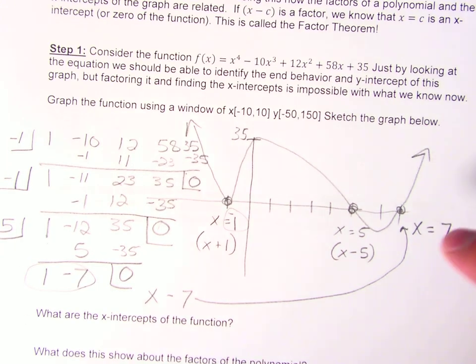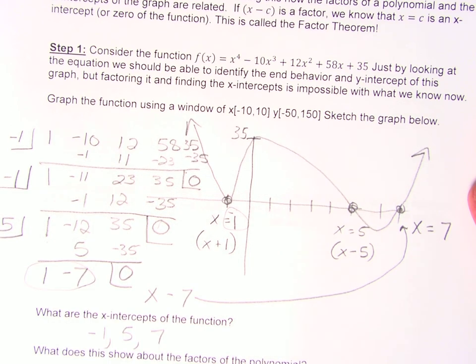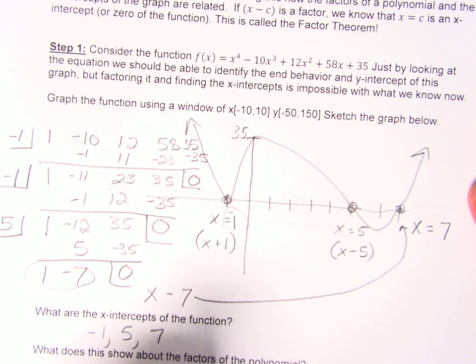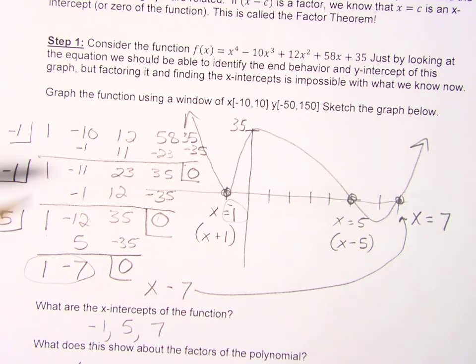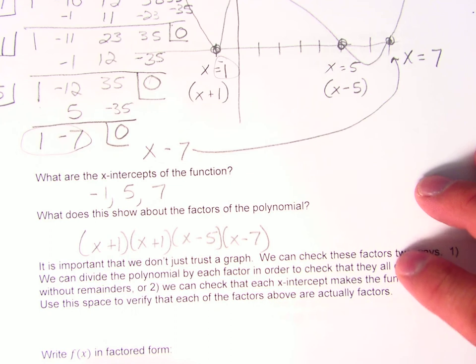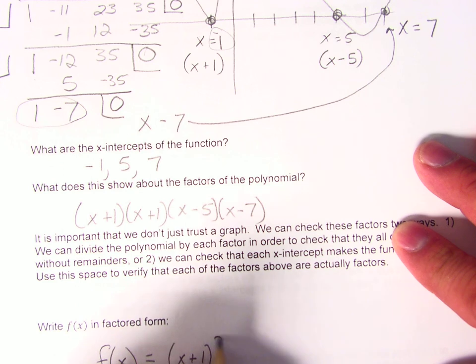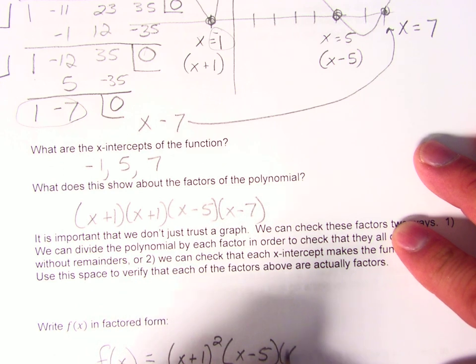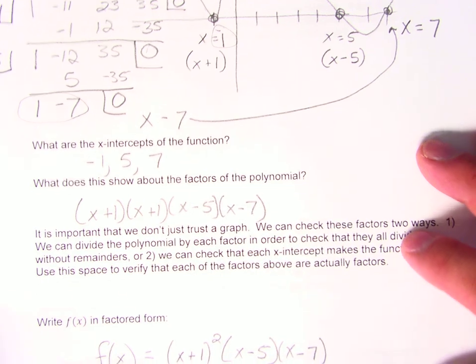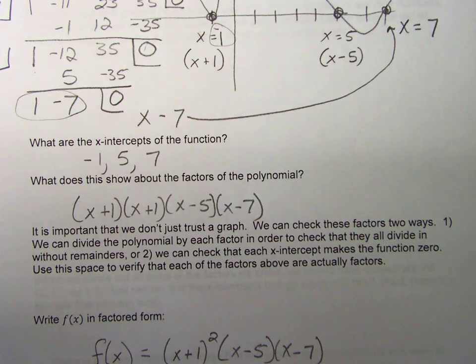So now we actually have the math to prove it, that the x-intercepts are at -1, 5, and 7, and that the factors are x plus 1, x plus 1, x minus 5, and x minus 7. We've actually done the math to check it. We haven't just trusted our graph, and we've written that thing in factored form. We could also rewrite it as x plus 1 squared times x minus 5 times x minus 7. But that's going to be factored form. We've proven that those are our zeros, and our calculator is able to help us out, but we still did the math to actually show that we knew what was going on.